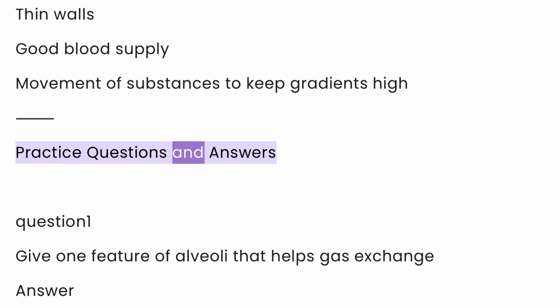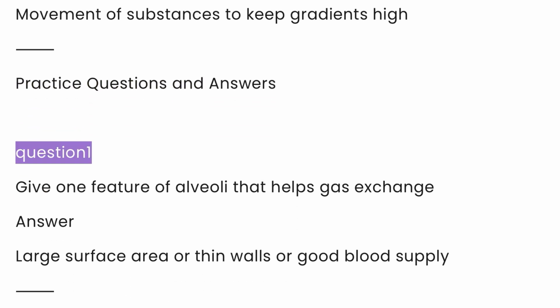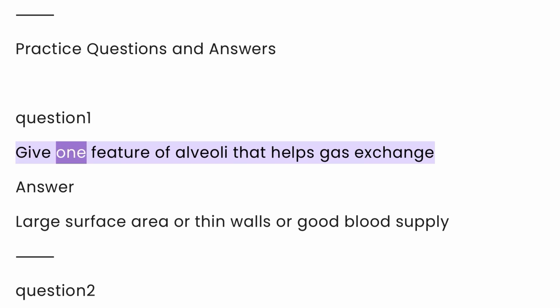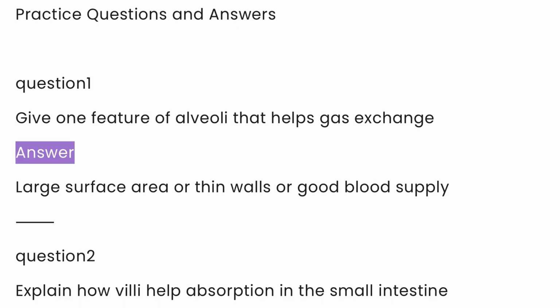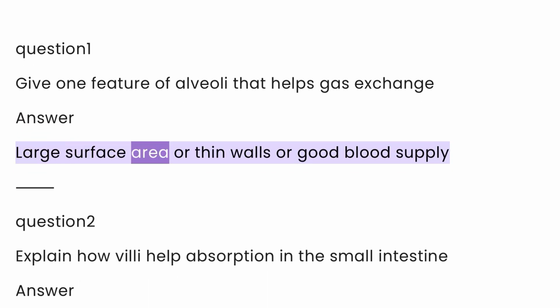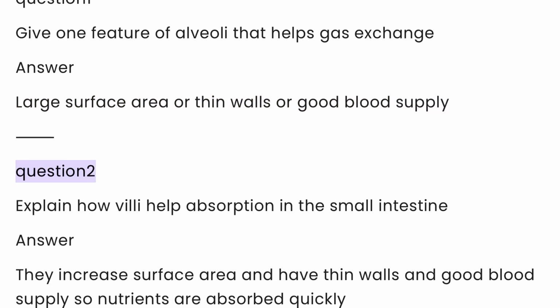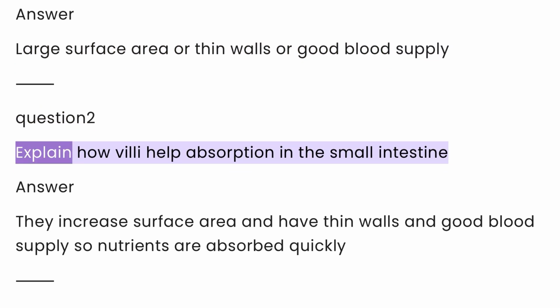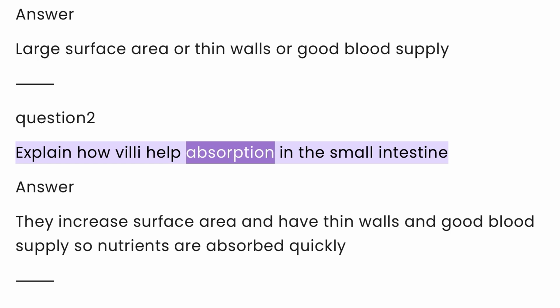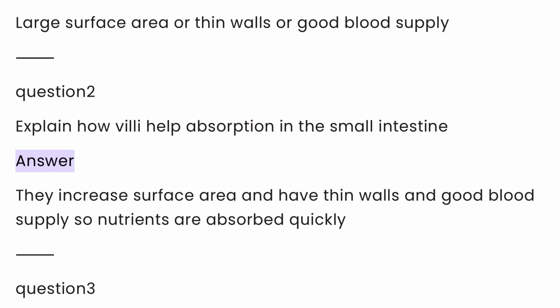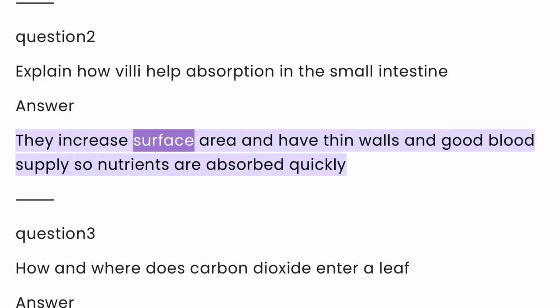Practice questions and answers. Question 1. Give one feature of alveoli that helps gas exchange. Answer: large surface area, or thin walls, or good blood supply. Question 2. Explain how villi help absorption in the small intestine. Answer: they increase surface area and have thin walls and good blood supply, so nutrients are absorbed quickly.